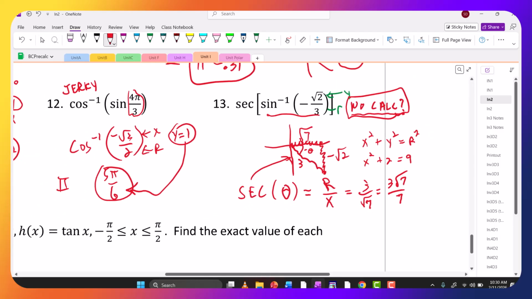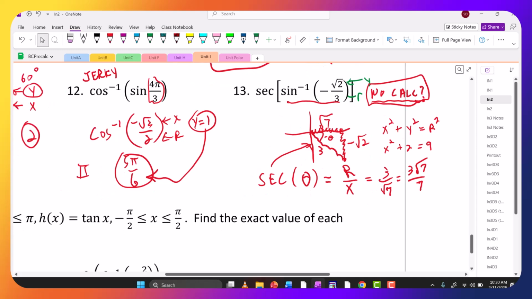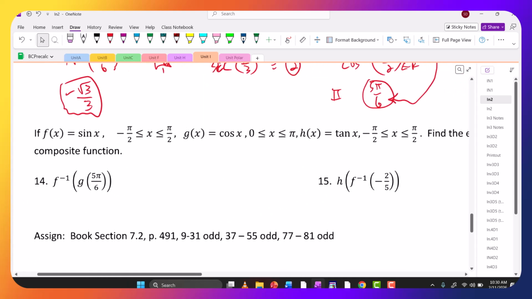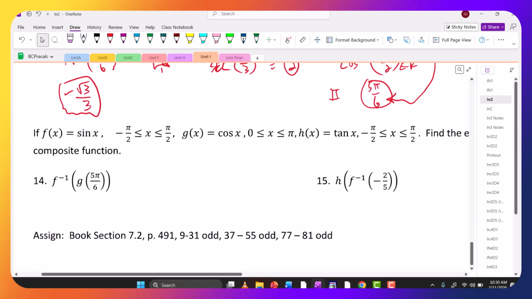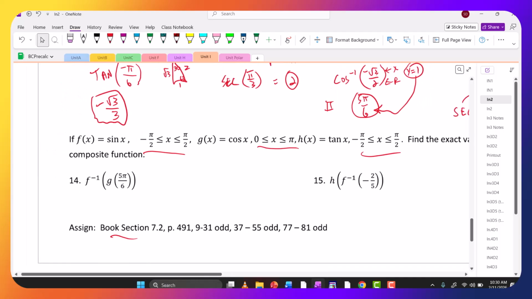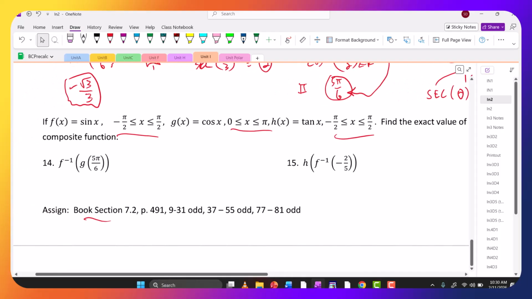All right, last but not least, by the way, it's a book assignment, so it's online. Okay, so they give us our sine rules. Nice. They give us our cosine rules. That's just a restatement. They give us our tangent rules. Okay, find the exact value of each composite function. It's really the same things we did up there, but this is what Trig loves to do.